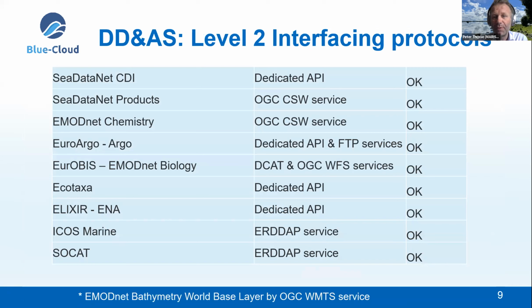And these APIs are by far not all identical, as you can see. And the data is not identical either, and there's also a variety of services. So we make use of dedicated APIs, OGC, CSW services, even FTP, DCAT, and ERDDAP services to retrieve the data.